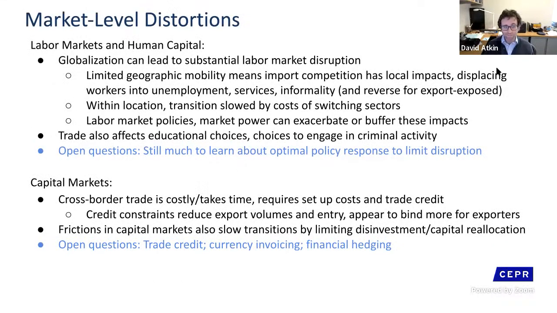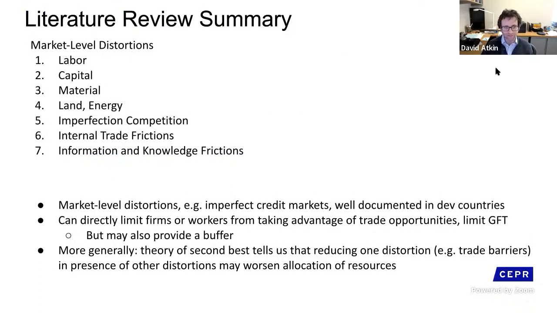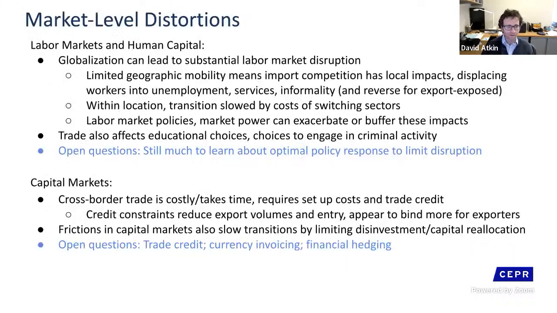So we're going to do that by thinking about a variety of different subtopics where we think market level distortions are important in developing countries. We'll think about labor, capital, materials, and other input markets, land, energy, etc. Then we'll think about imperfect competition. Markups are a key distortion here. Of course, they may vary across firms, but we'll discuss them here. And then also these internal trade frictions, poor infrastructure that makes transportation costly within countries, as well as information frictions and knowledge frictions. So Amit, you want to move on?